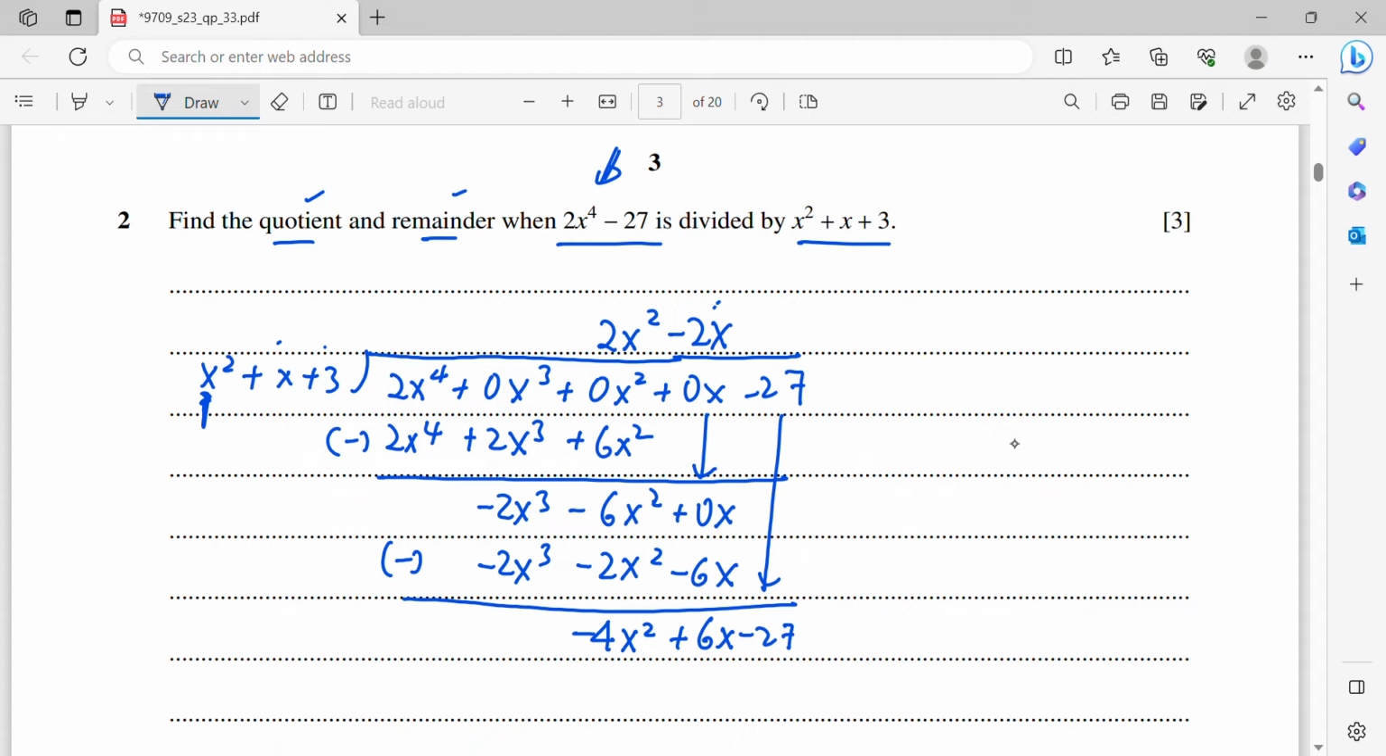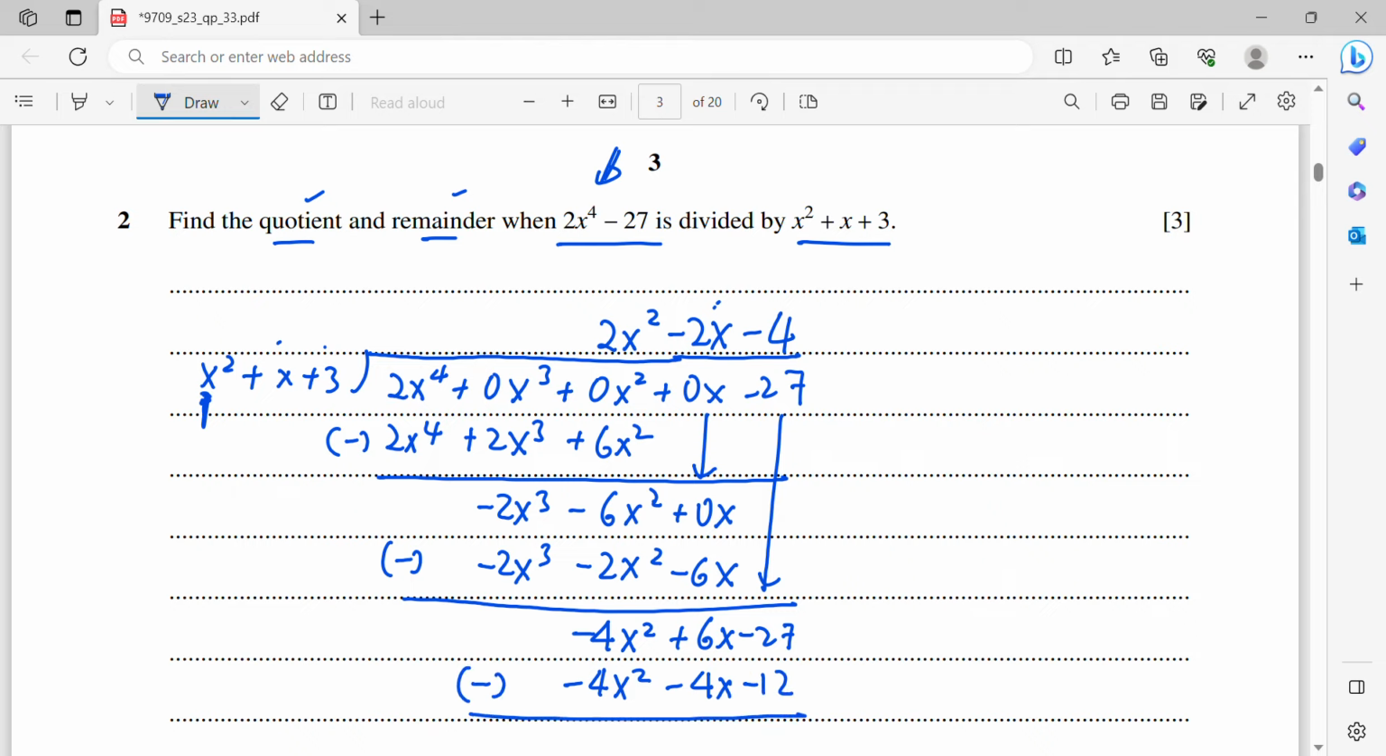So in order to get negative 4x^2 from positive x^2, I need to multiply with negative 4. So then I will do the expansion. Negative 4 times x^2 will be negative 4x^2. Negative 4 times x is negative 4x. Negative 4 times 3 will be negative 12.